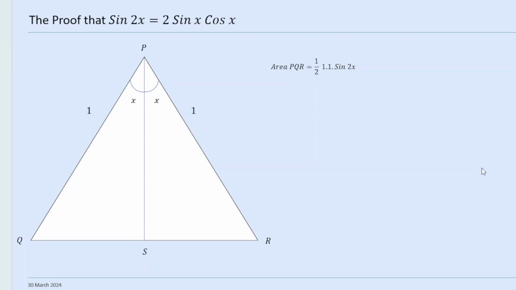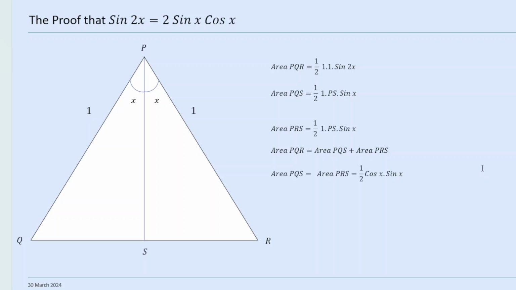So the area PQR equals a half PQ times PR times sine 2x. PQ and PR we've set up as 1. So the area PQS is a half times 1 times PS times sine x. PRS is a half times 1 times PS times sine x. The area of the big triangle is the sum of the areas of the small triangles. And PS, we can see, is cos x, because cos x equals PS over 1. So PS is cos x.